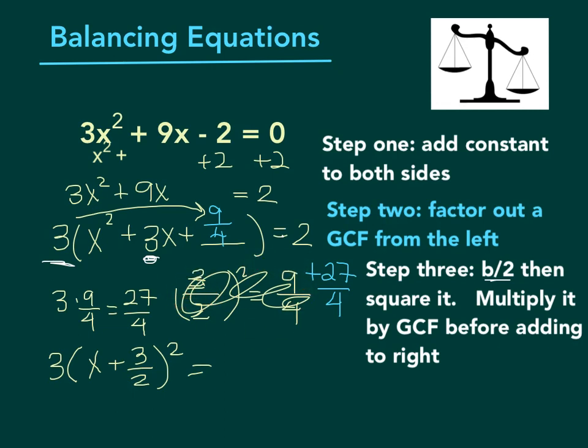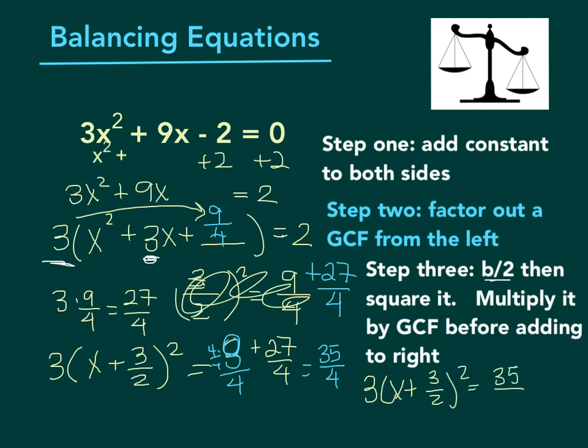So I have that, and then on the right, I unfortunately have a fraction addition. I have 2 plus 27 over 4, and just for fun, I'll make a common denominator, so that would mean the 2 needs to be multiplied by 4 over 4, which is just 8/4. So I would add 8 and 27, and I would get 35/4. So my total final answer is 3 times x plus 3/2 squared equals 35/4. And that was a particularly nasty one. Hopefully you don't see many like that.